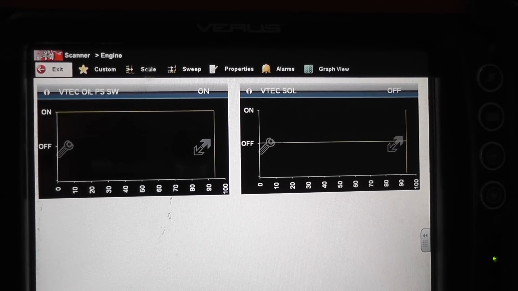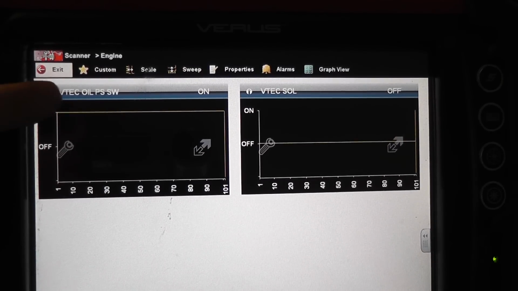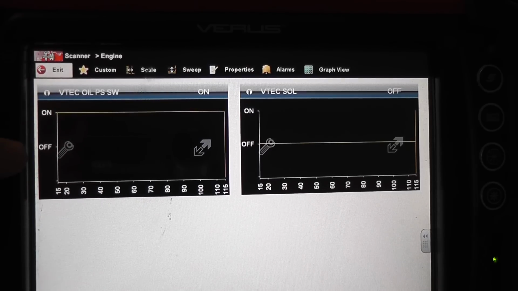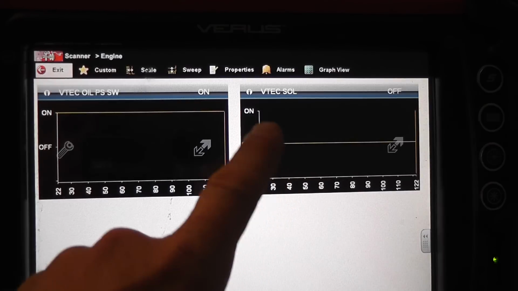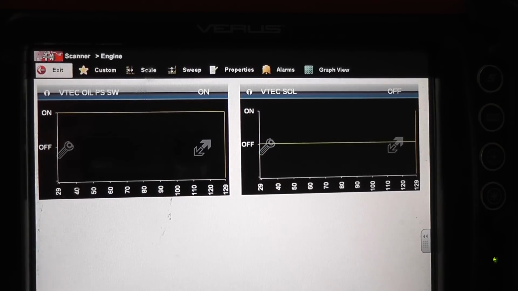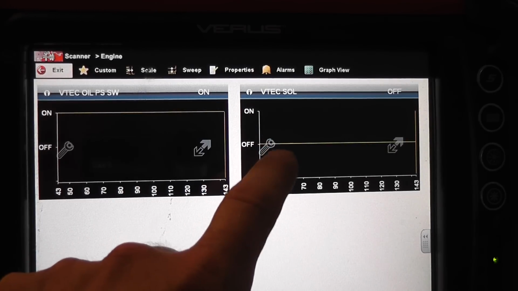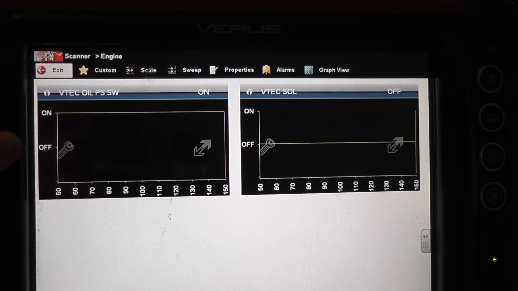Okay, car's running. We're looking at our data PIDs. We're looking at our VTEC oil pressure switch right here. It says on, and when we energize it, it should say off. We don't expect the command to change because we are being the computer energizing the solenoid. So we're not changing the command. Our command's gonna stay off. Go ahead and energize that.